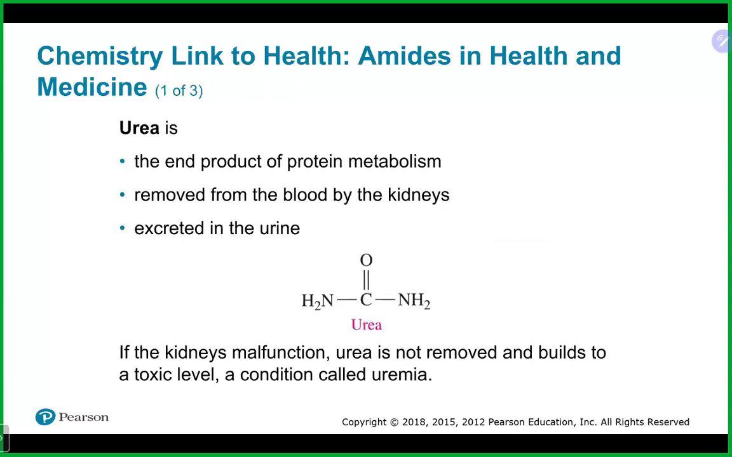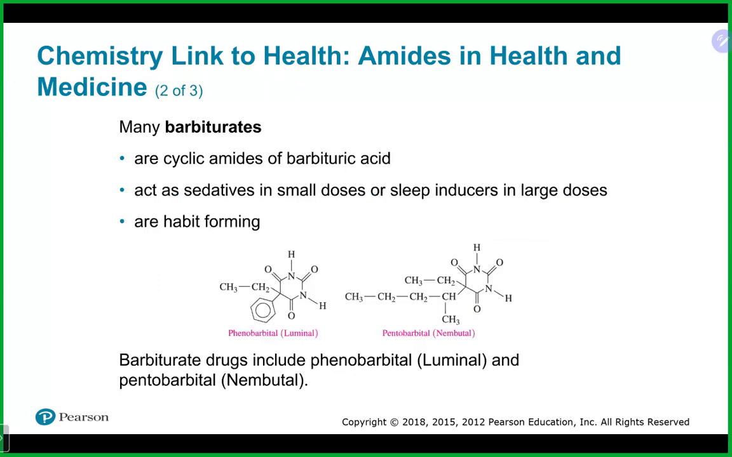Let's talk a little bit about amides. Urea, again, is the end product of some protein metabolism removed from the blood by the kidneys. You can see here's our amide bond in that particular case. A lot of barbiturates are also amides. Again, you can see those bonds there, or wherever you want to look as well.